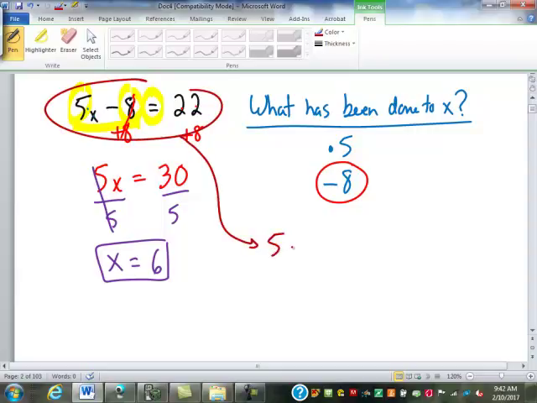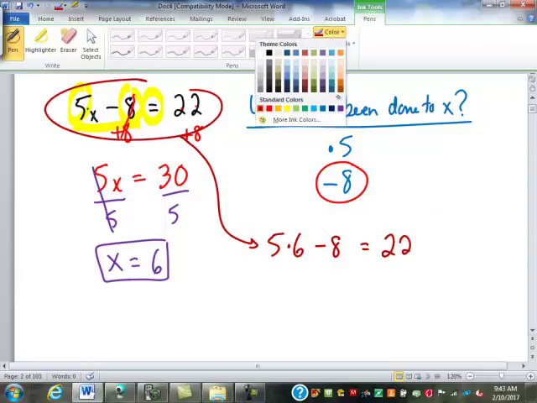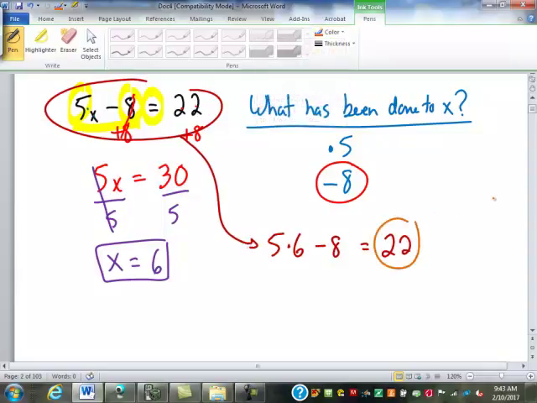So 5x becomes 5 times 6 minus 8. And we need to check, there's 22 on the right side, so we need to check to make sure we come out to 22. 5 times 6 is 30. 30 minus 8 is 22. So we get the same value on both sides of the equation. The scale is balanced.